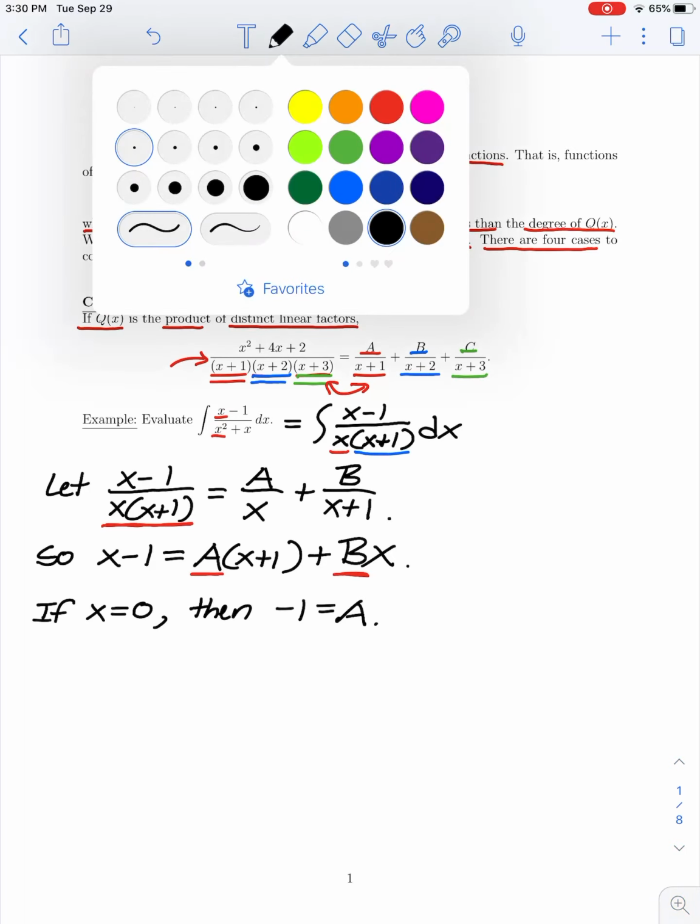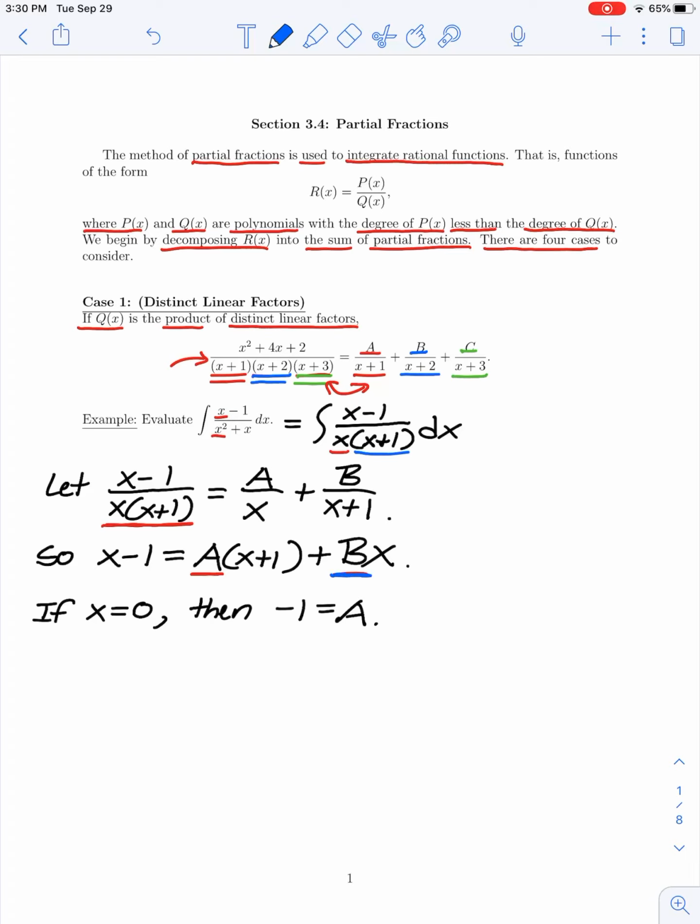Similarly, if I wanted to solve for the coefficient b, I ask myself, what value of x could I substitute into this equation to kill off the a term? Since a was being multiplied by x plus 1, if I take x to be negative 1, then that would get rid of the a term. So if x were negative 1, the equation would be negative 2 is equal to negative b, which implies that b would be 2.